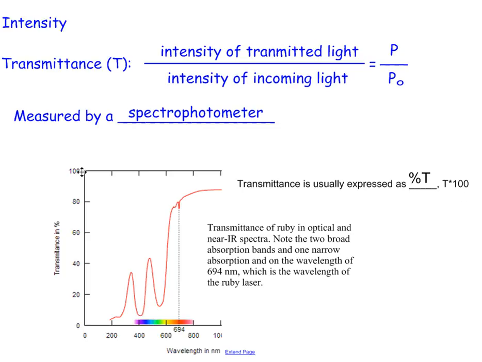Typically, we express it as percent T, or percent transmittance, which is transmittance times 100. So here we can see at 100% transmittance, all the light passes through. At 0% transmittance, no light passes through. So in this sample, the purple light passes through and the greenish yellow passes through. And at 694, that little blip means that some of the ruby laser passes through.